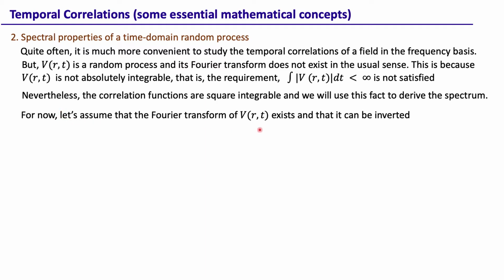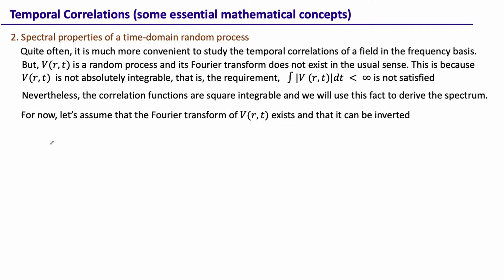So, we just assume that the Fourier transform exists, and we will write this V as a Fourier transform, but right now we will just mean it in some symbolic sense, and we will give its physical meaning only when we calculate the correlation function and not this signal itself. So, this is the field. We are assuming that this field has a Fourier representation and that it can also be inverted.